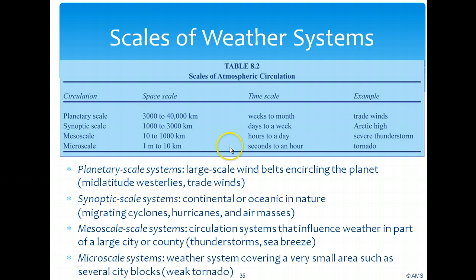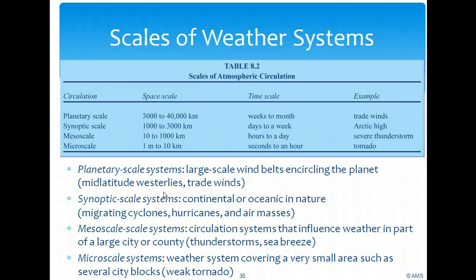Mesoscale deals with hours and days, and then we talk about that from 10 to 1,000 kilometers. And this takes place in hours or to a day or so. A severe thunderstorm would be a good example of a mesoscale weather event. In microscale, a meter to 10 kilometers, seconds to hours, for instance, the tornado as a weather event would be considered a microscale atmospheric component.